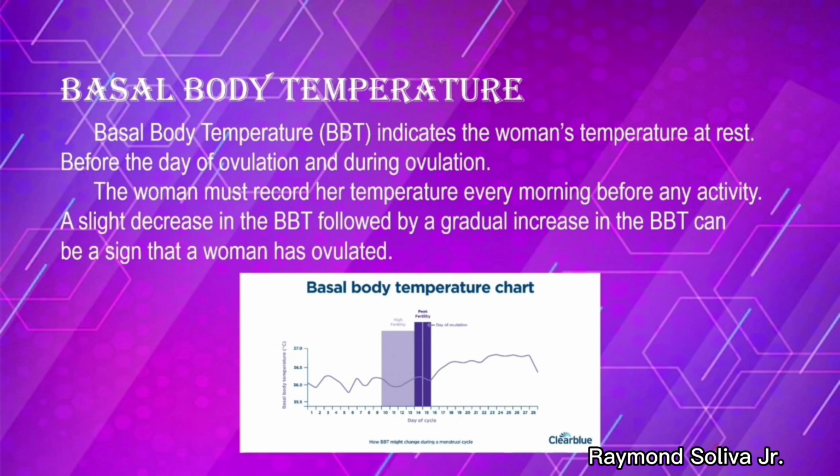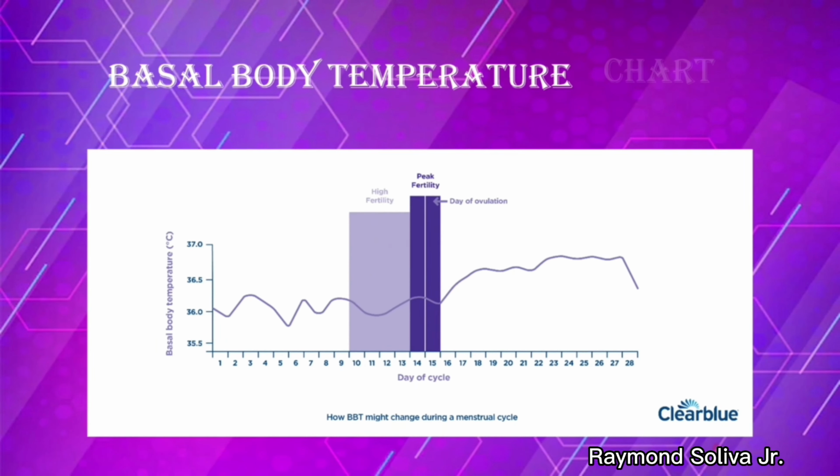Sa basal body temperature naman, nire-record yung temperature every morning and sinusulat sa calendar. It takes a few months bago mo malaman kung kailan ang iyong ovulation. If the temperature slightly decreases, it means that this is the day you're about to ovulate. Temperature tends to decrease right after your ovulation and increase after your ovulation. Just like in the picture.